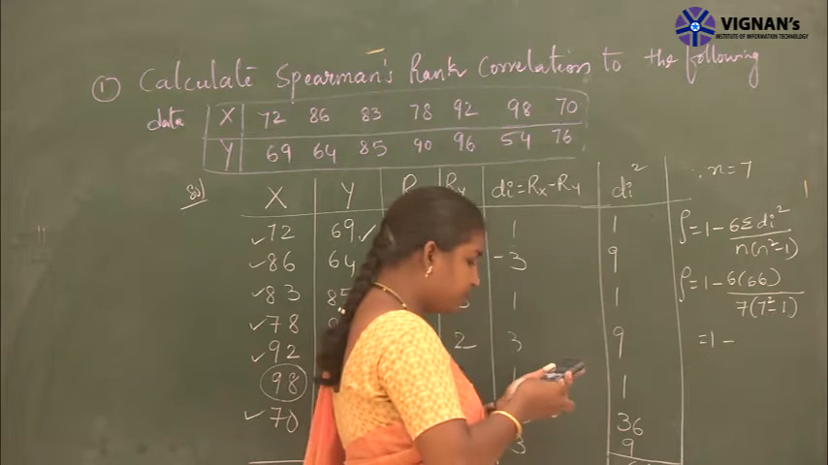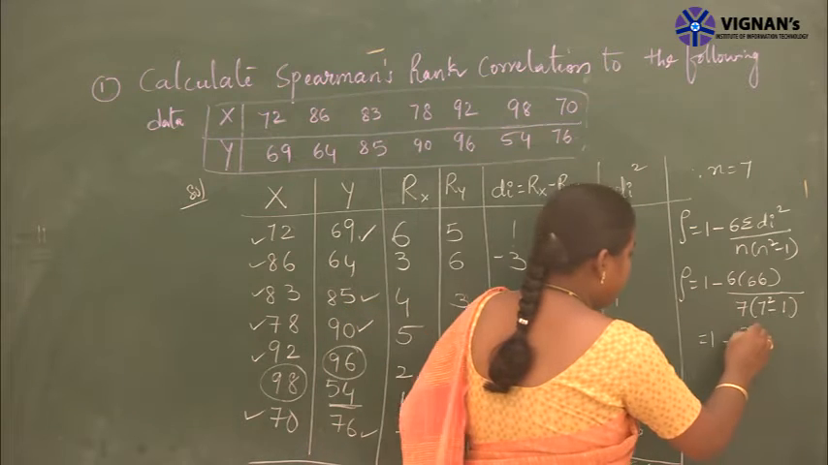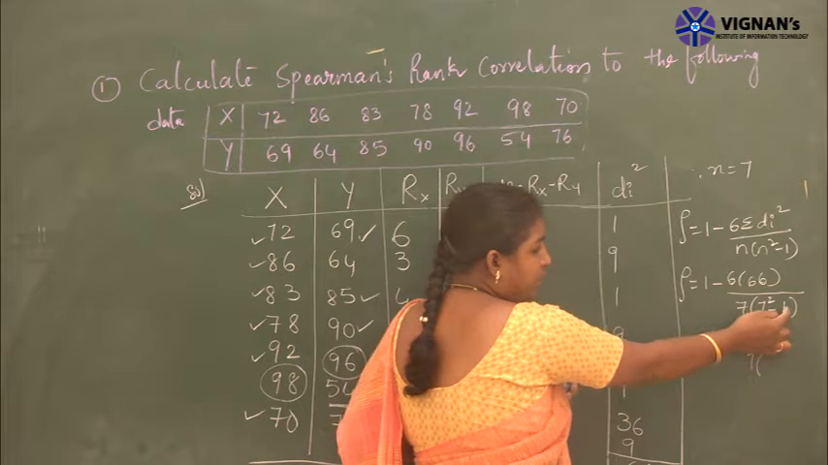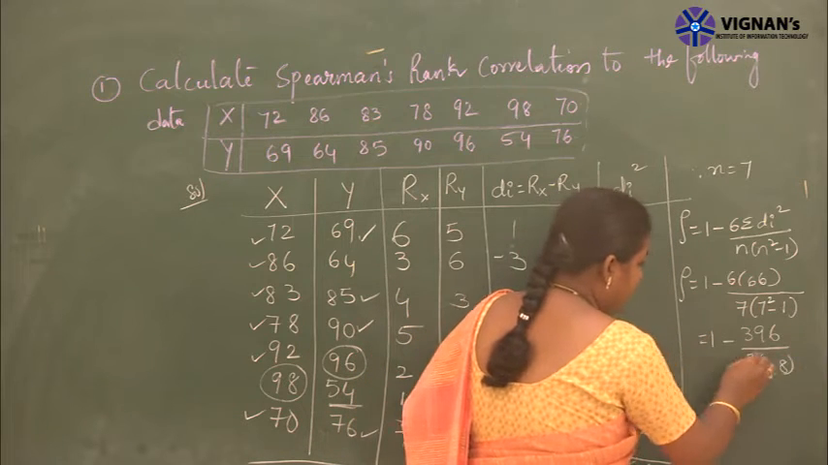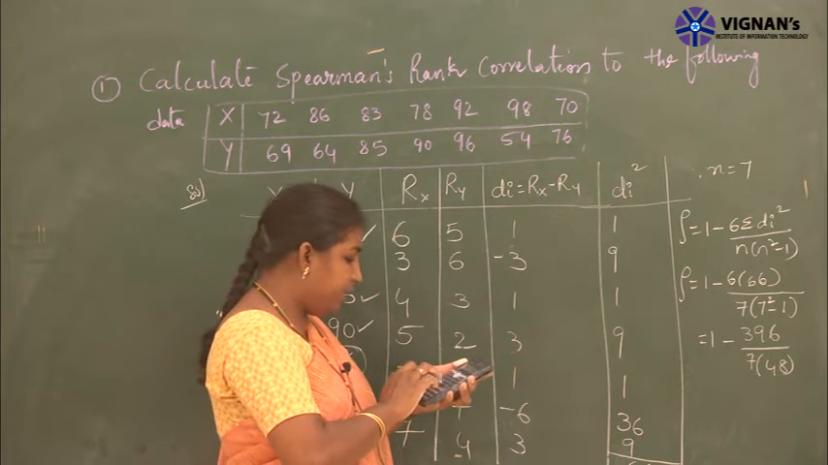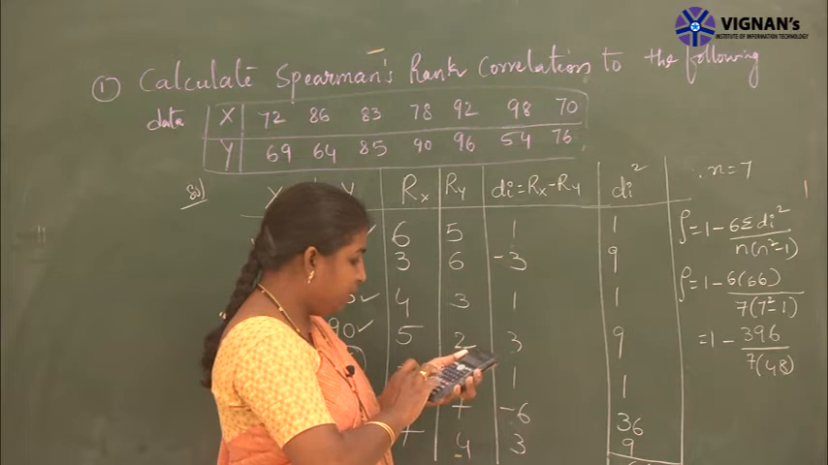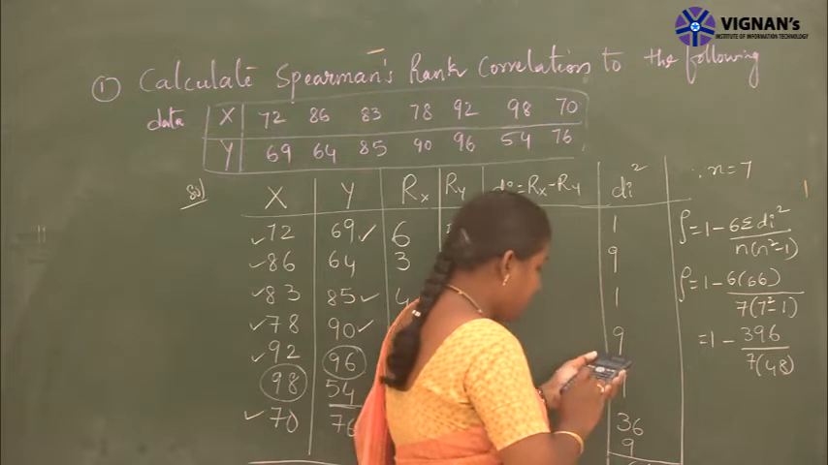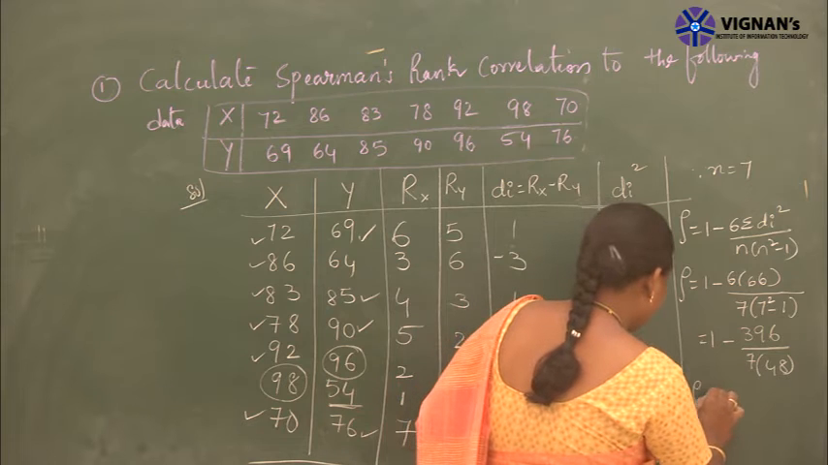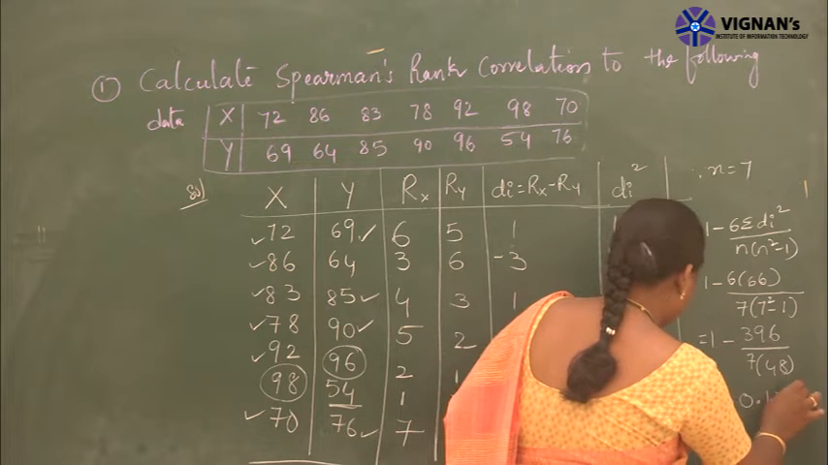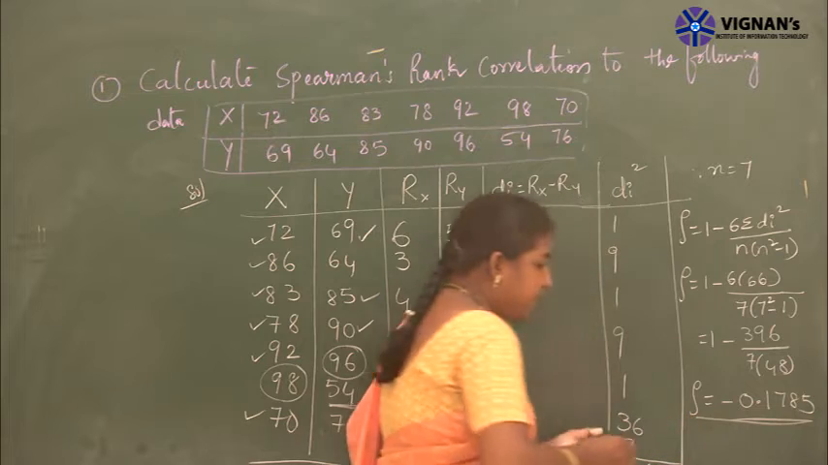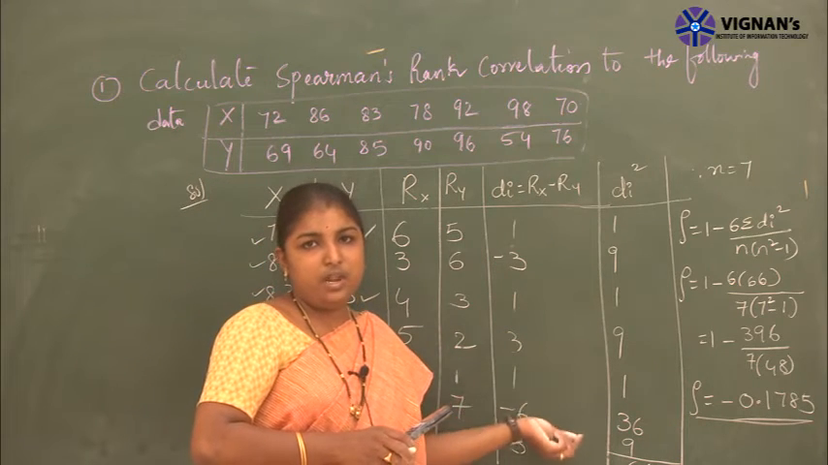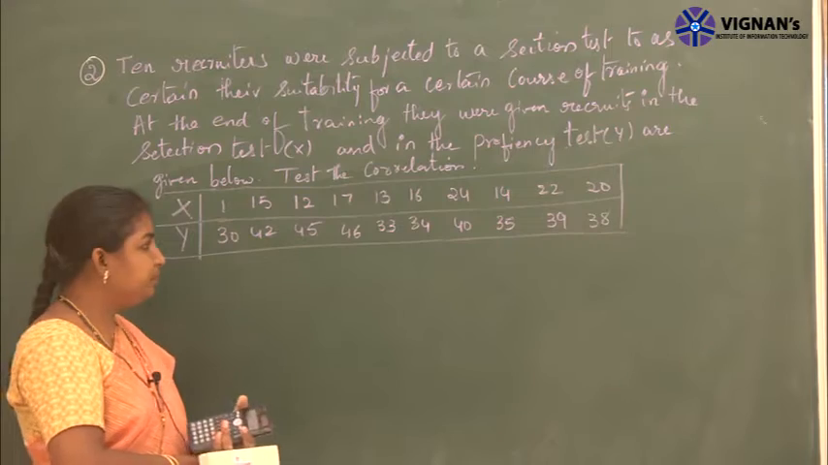1 minus 6 into 66 is 396, by 7 into 7 square, which is 49. 49 minus 1 is 48. So 396 divided by 7 into 48. This value is equal to 1.1785, minus 1. We get rho is equal to minus 0.1785. So this rho value lies between minus 1 and plus 1. So this is the Spearman's rank correlation coefficient for the given data.